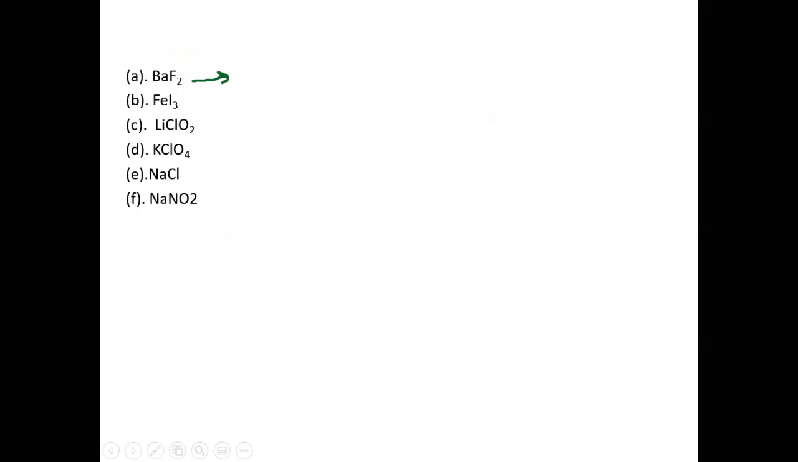So first we have barium fluoride. So barium fluoride, barium is neutral. Fluoride is what? It's basic. So this is going to be basic. Iron 3 iodide. Iron is what? That's correct. It's acidic. Iodide is what? That's correct. It's neutral. So this would be an acidic solution.